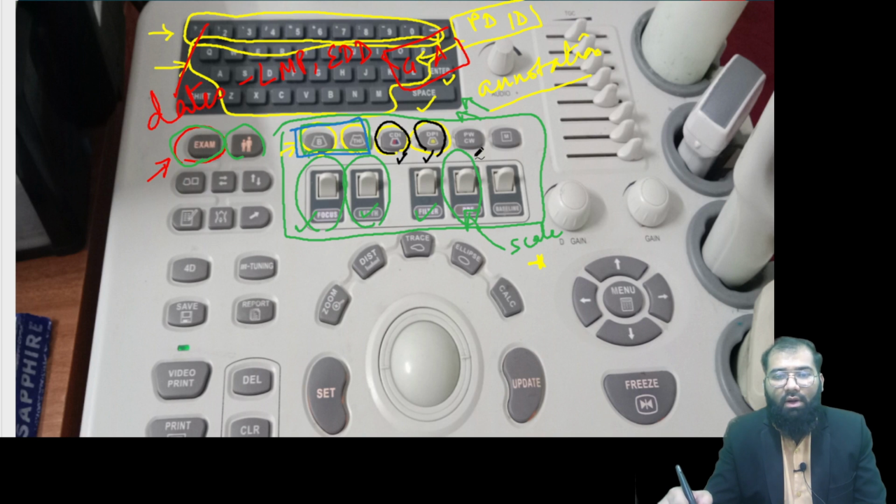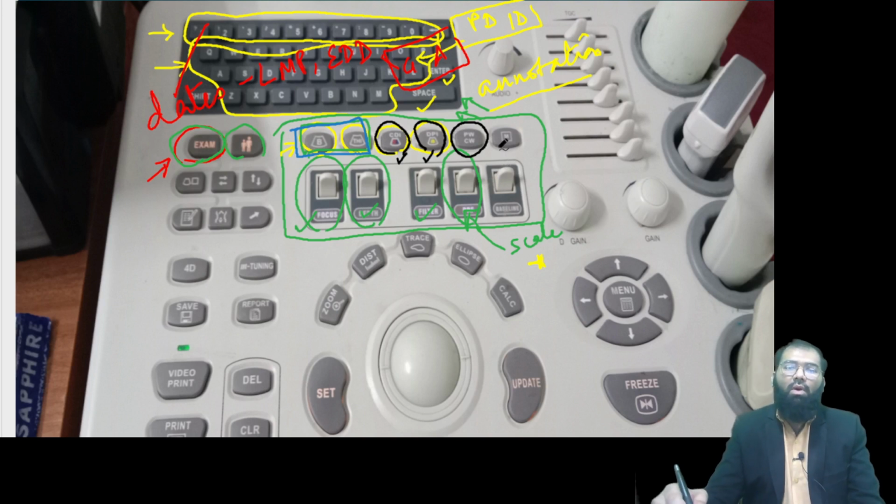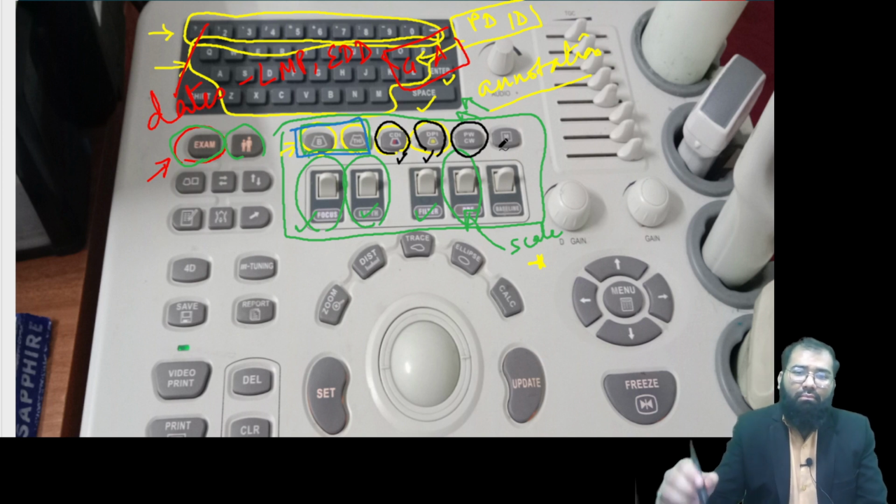Then you have got PW and CW, that is the pulse waveform. So this is when you want to put a waveform in that. So I'll discuss in details what all these are. But remember that these buttons are for waveform.